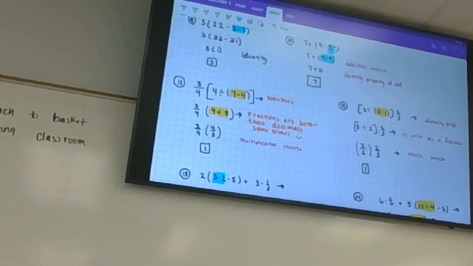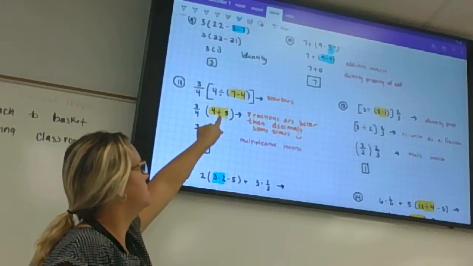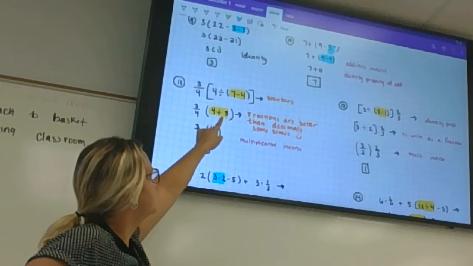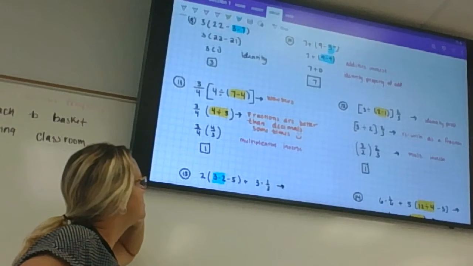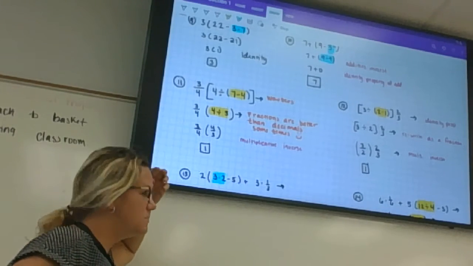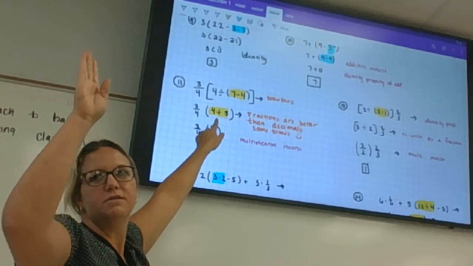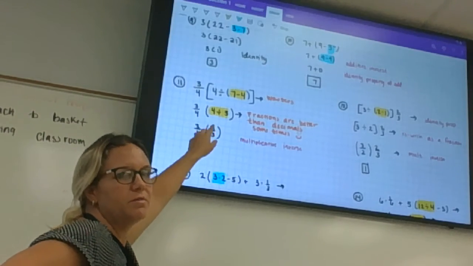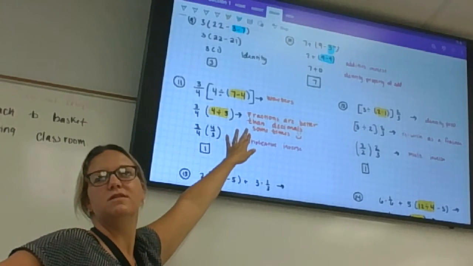I love 11 and 12 because I love to see you taking this division and writing it as a fraction. If you didn't, consider it. If you put like 1.3, who's got a decimal here on number 11? Raise your hand if you put a decimal. Did you put 1.3? Yeah, 1.3. So just take a look. Sometimes fractions are better than decimals.